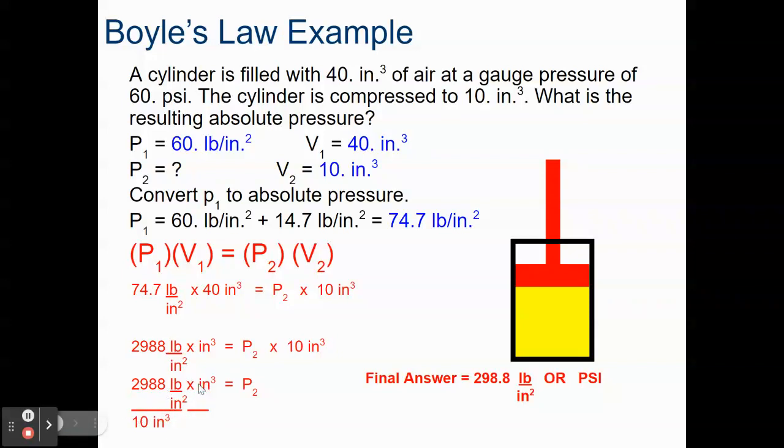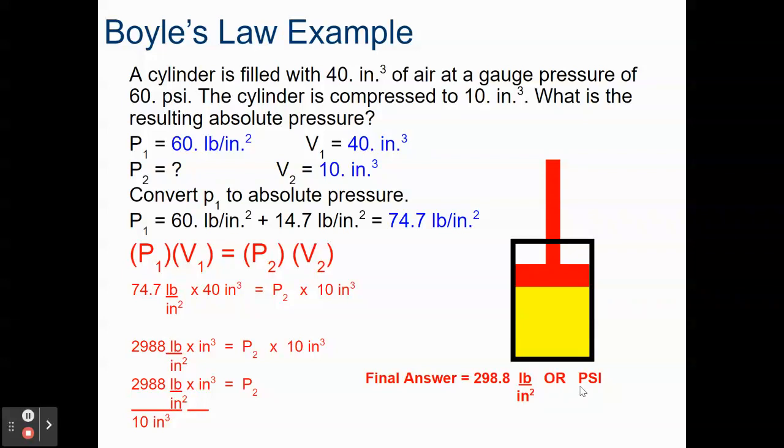Let's talk units before we get to the final answer. Look what happens. Cubic inches cancel, and we're left with pounds per square inch. Our final answer, 298.8 pounds per square inch, or PSI.